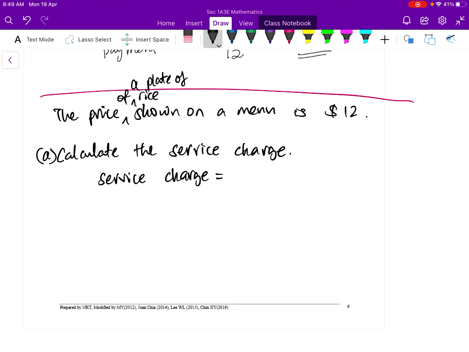Yeah, $1.20, right? I should write the working. So 0.1 times $12, because it's 10%. So we get $1.20. So that will be in two decimal places.